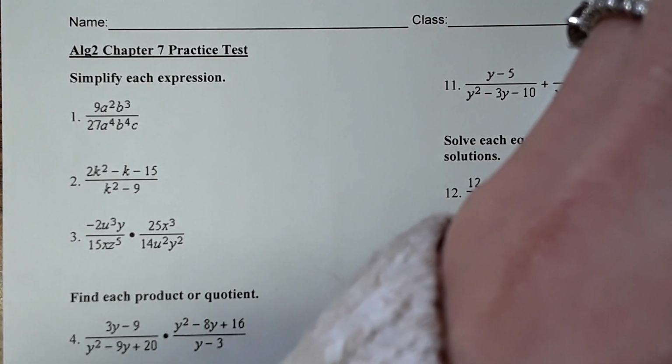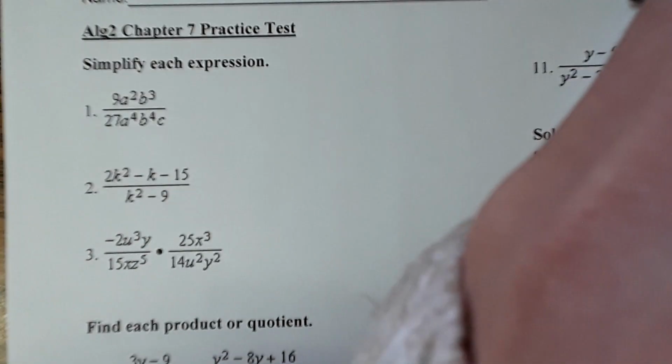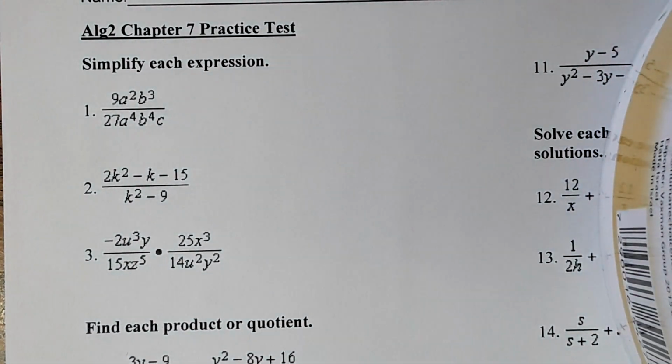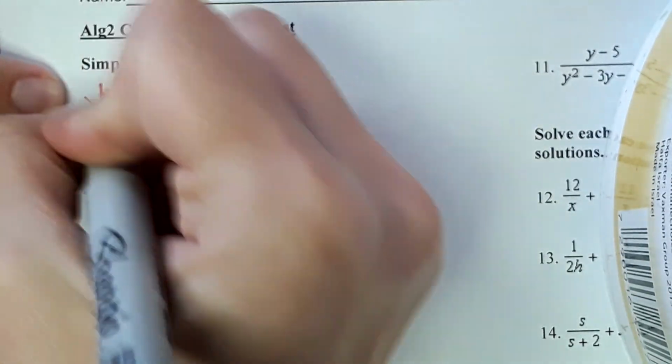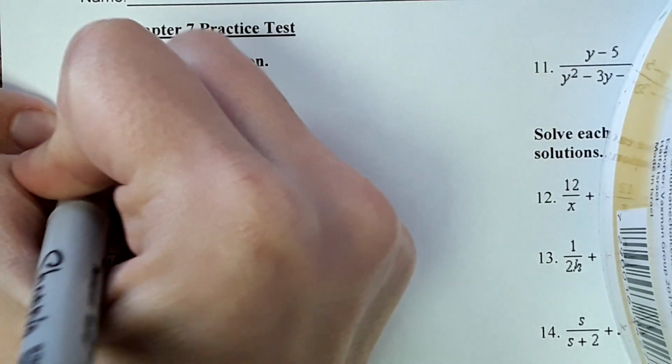Okay, so number 1, simplify each expression. We're just going to cancel stuff out from the numerator and denominator. So first of all, 9 and 27 can both be divided by 9, so we'll take that factor out. 9 divided by 9 is 1, 27 divided by 9 is 3.